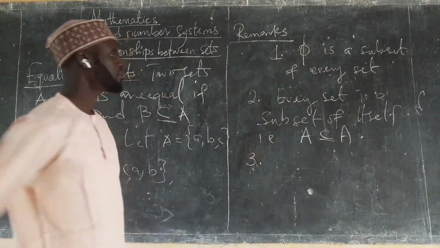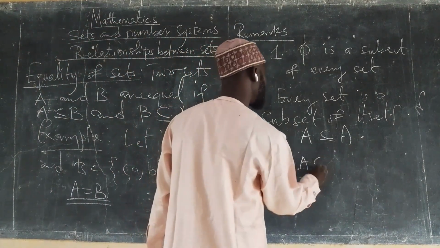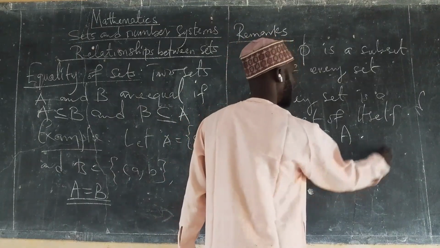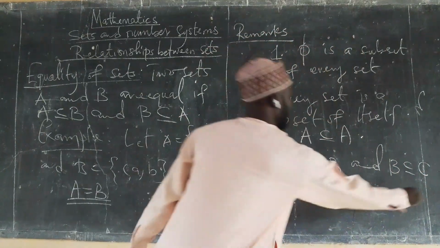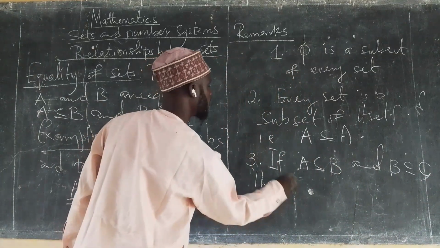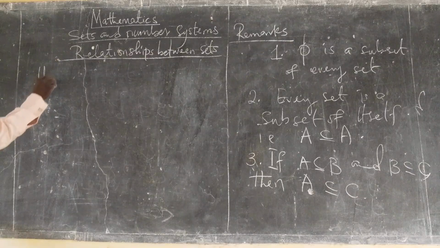3. Now, if A is a subset of B and B is a subset of C, clearly, then A is a subset of C.